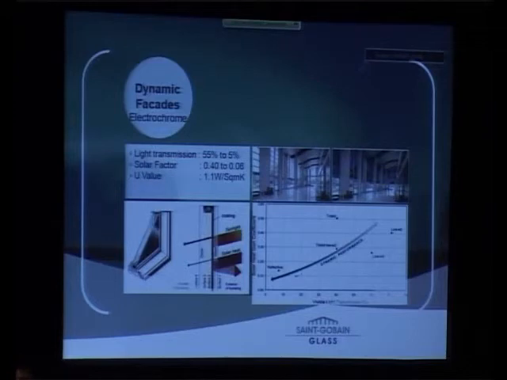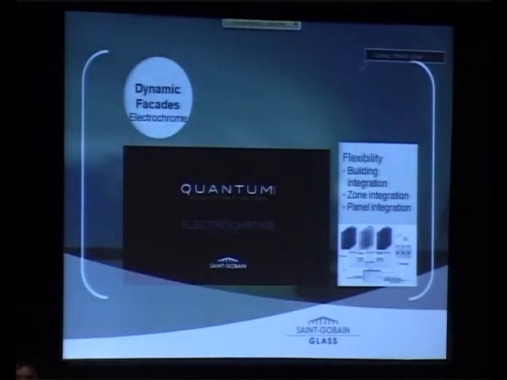So what you can do is you have a range of light transmission, say from 5% to 55%, and you can bring SHGC down from 0.40 to 0.06. And you can get a very low U value in this. So there's a range, depending upon the climate outside, you can do that. It gives you flexibility at building level, I mean building integration, at a particular zone, or even at a panel level. If one window is there, you can still control that. And if you integrate with the building intelligence systems, it can work automatically depending upon the lux levels outside.